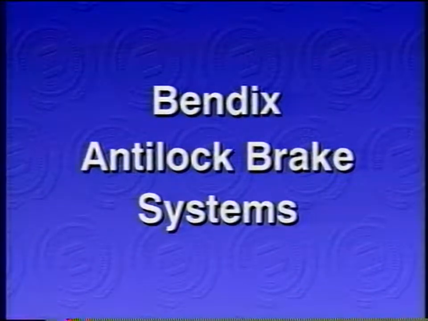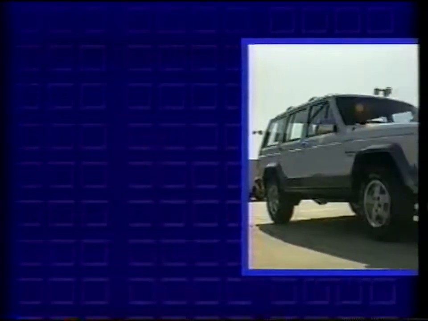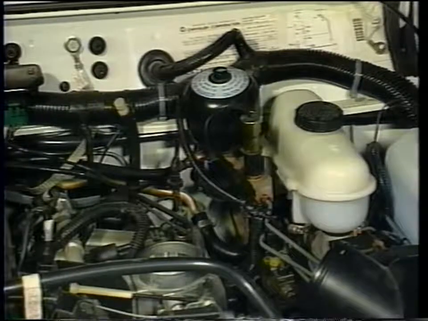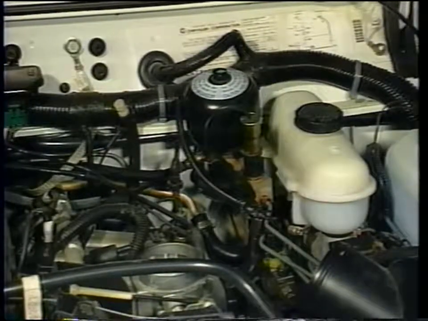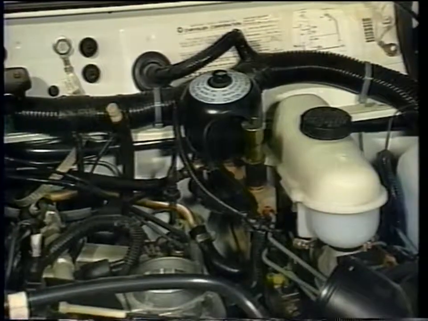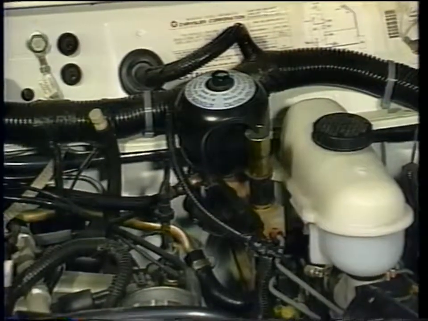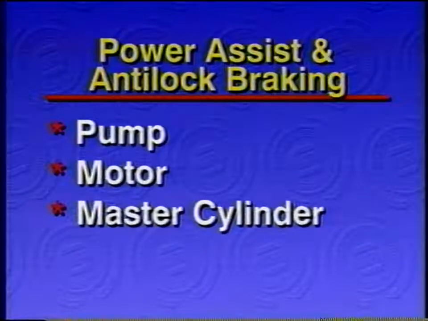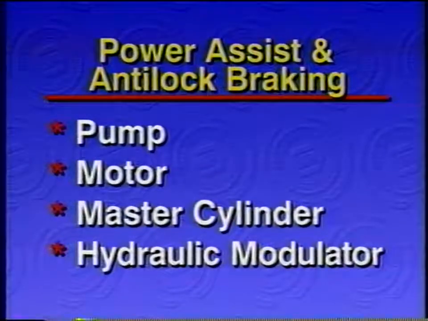In this video, we'll cover 3 anti-lock brake systems manufactured by the Bendix Corporation that you're likely to see in your shop. The first system is one that's used on 1989 and newer Jeep Cherokees and Wagoneers. It's an integral anti-lock brake system that combines the master brake cylinder with the hydraulic control modulator and 2 accumulators. The pump and motor are a separate assembly, but work with the master cylinder and hydraulic modulator assembly to provide power assist as well as anti-lock braking.